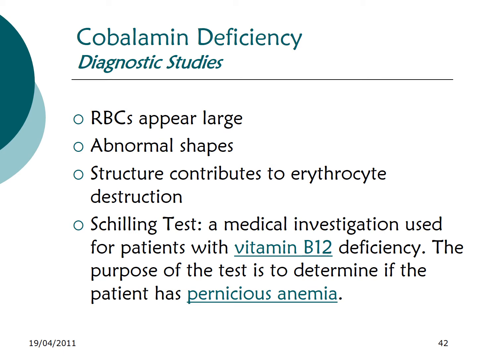So diagnostic tests, if you look at the cells under the microscope, they're large in appearance, abnormal shape. The structure contributes to the erythrocyte destruction. Remember, we talked about the Schilling test. It's used for the patient with vitamin B12 deficiency.